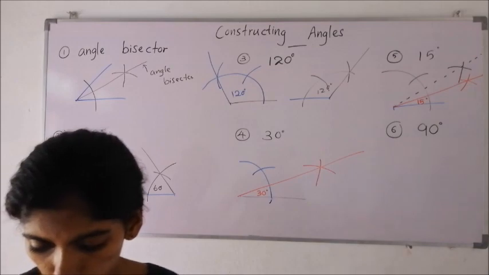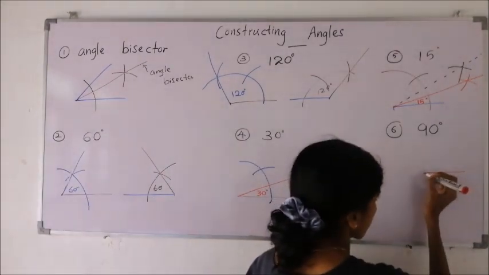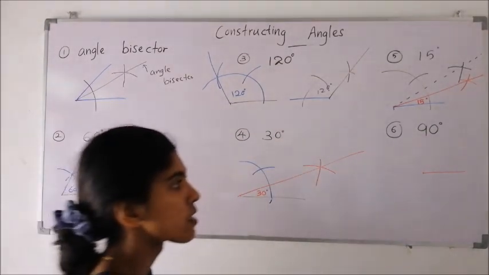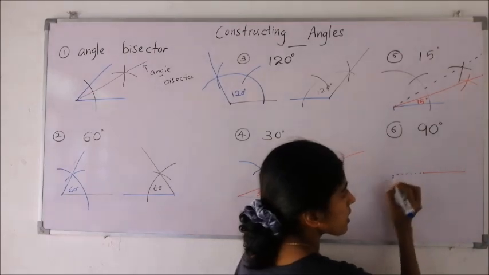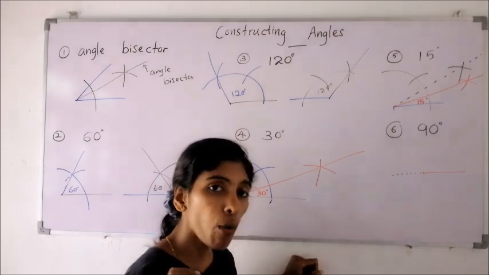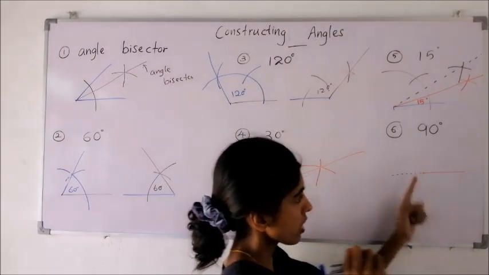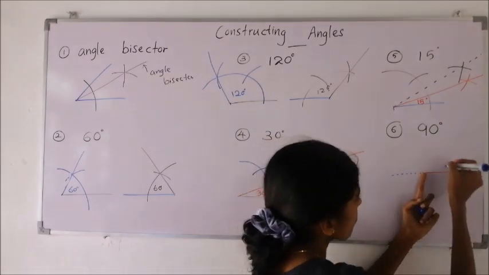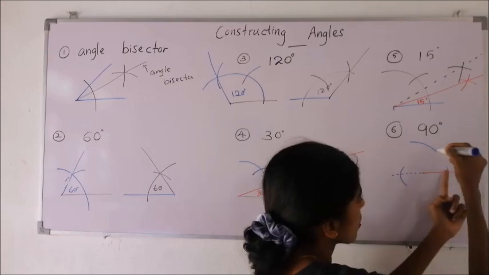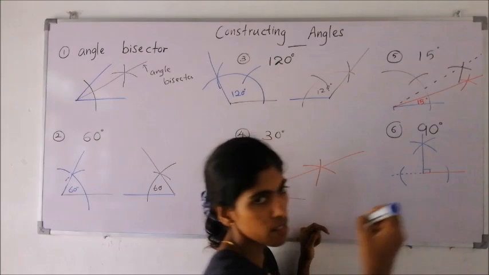90 degrees. There are two ways of constructing 90 degrees. This is one way. At this point, if you want to construct 90 degrees, we can produce this a little. You can remember the third method we learned. At an end point, how did we construct a perpendicular? Like that only we construct 90 degrees. By keeping the middle point here, draw two arcs from either side. Then go to this point. Draw two arcs. These 2 points should be joined. 90 degrees.